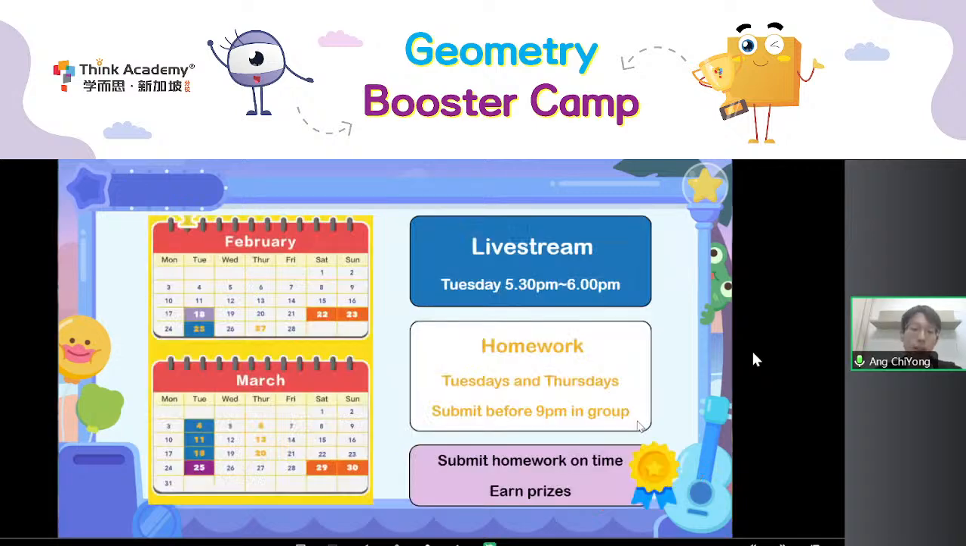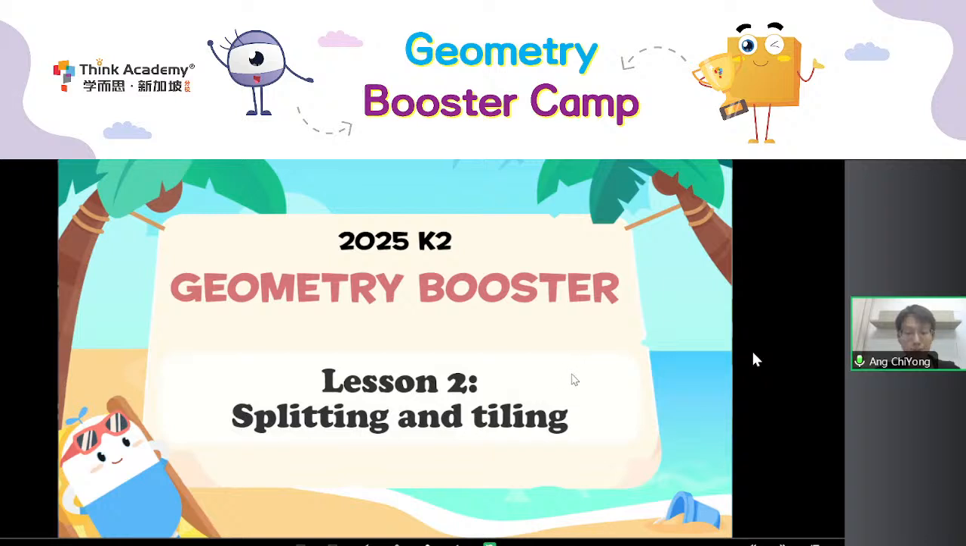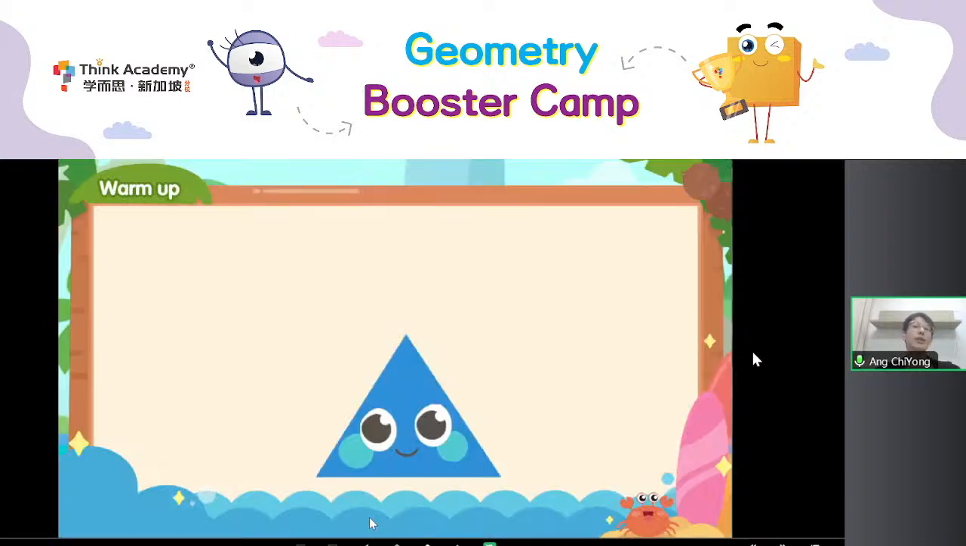Last week we had our first lesson. We learned about the 4 basic shapes: a square, circle, triangle, and a rectangle. We also learned how to draw different things with them, right? But today, we'll be learning something slightly harder. We'll be learning how to split the shapes. So let's see. Firstly, does anyone remember what shape this is?